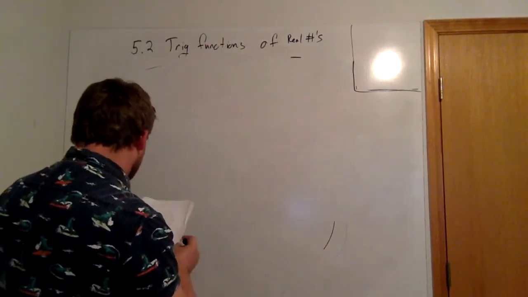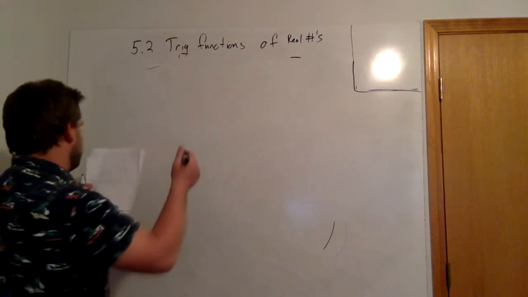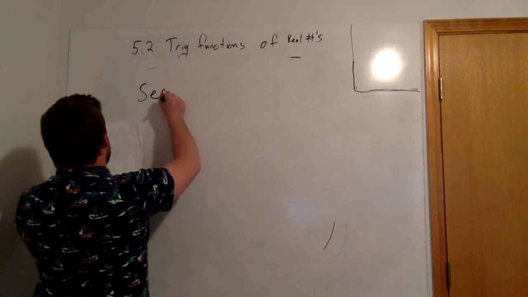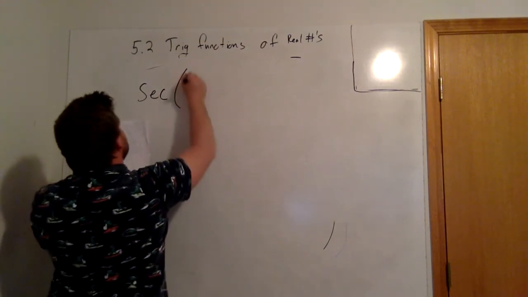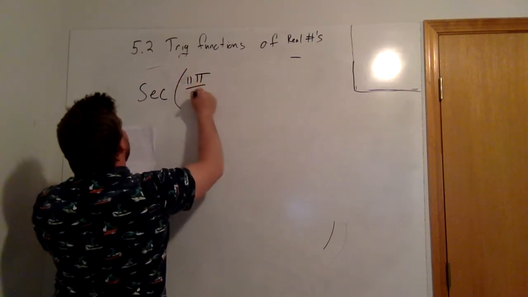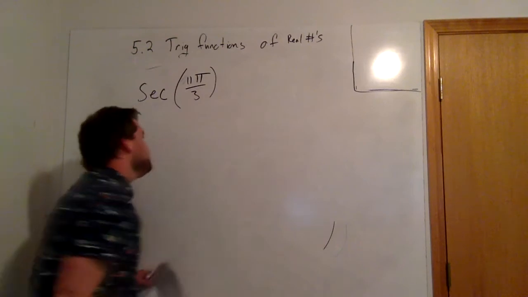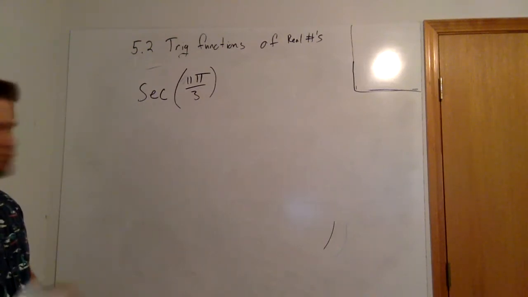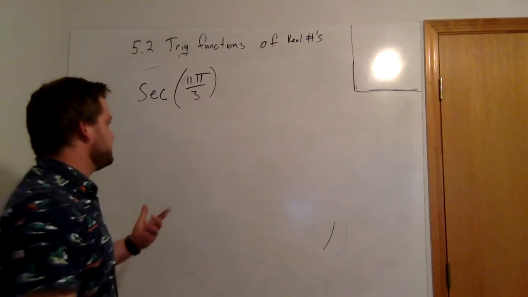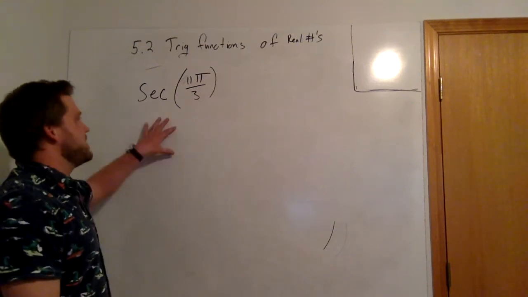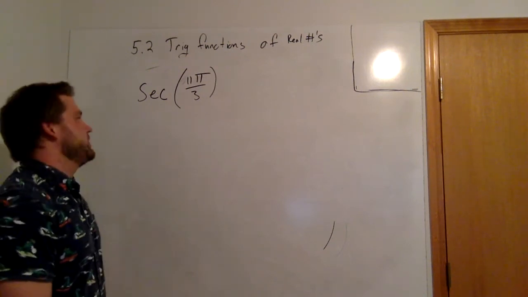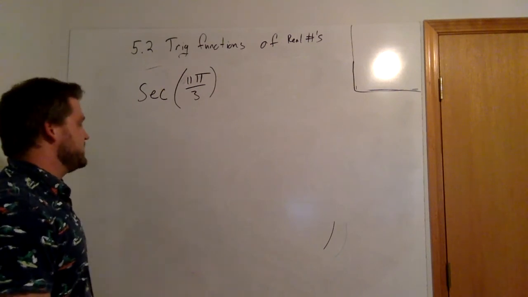Okay, let's try and calculate, how about we do the secant? Let's calculate the secant of, how about 11 pi over 3. So our first job, I guess if I hadn't already said this, but if I forget to say that, you should be pausing the video to try these. Anytime I introduce a new example, you should be pausing the video, trying it on your own before we go to the next example, or before I show you the answer.